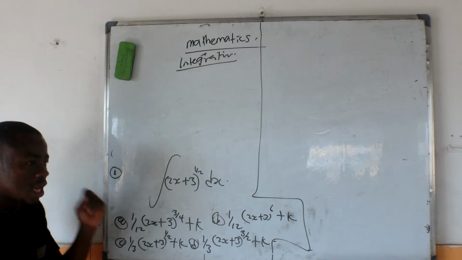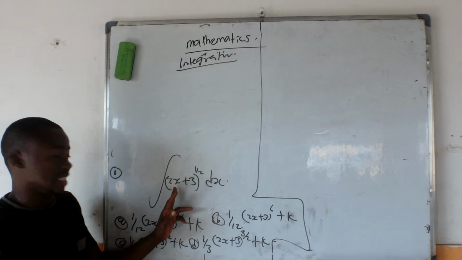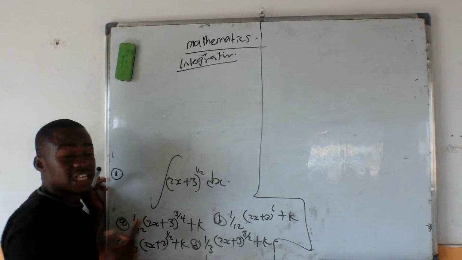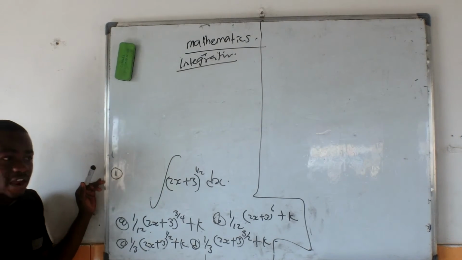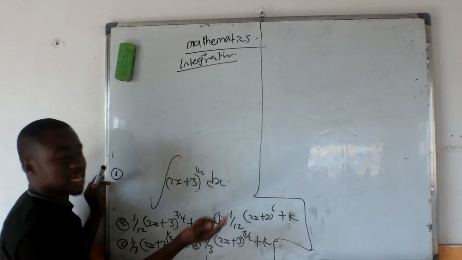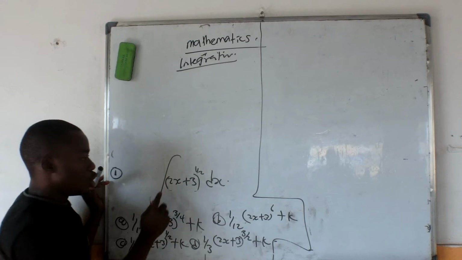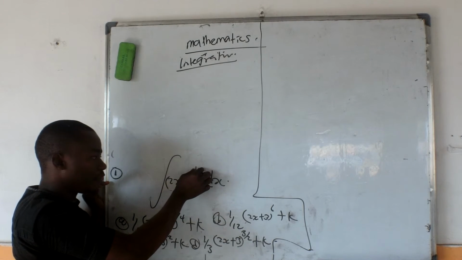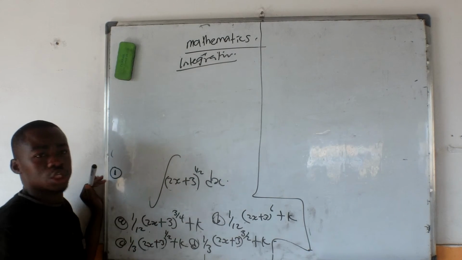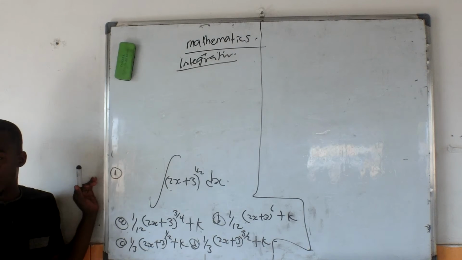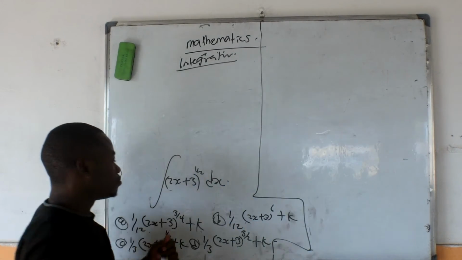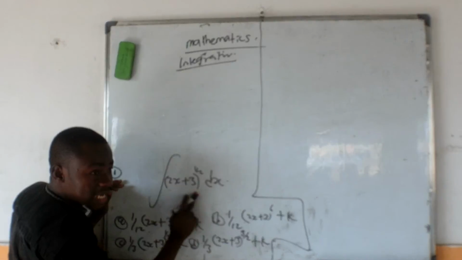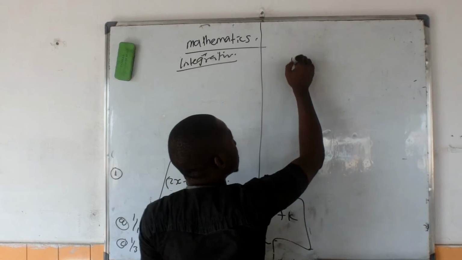So it's not easy for you to integrate by just adding 1 and dividing by half plus 1. That is very, very wrong, because the whole of this is not x. And this half belongs to each of them, and you have to treat them separately. So this one will now lead us to doing something like this. You see this one that's in the bracket? You put u. You say let it be u.